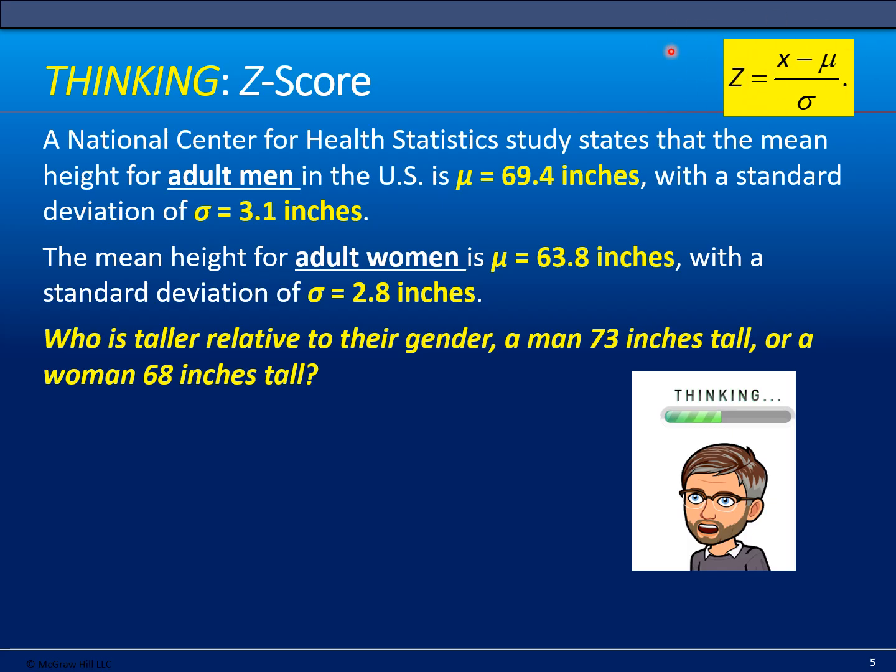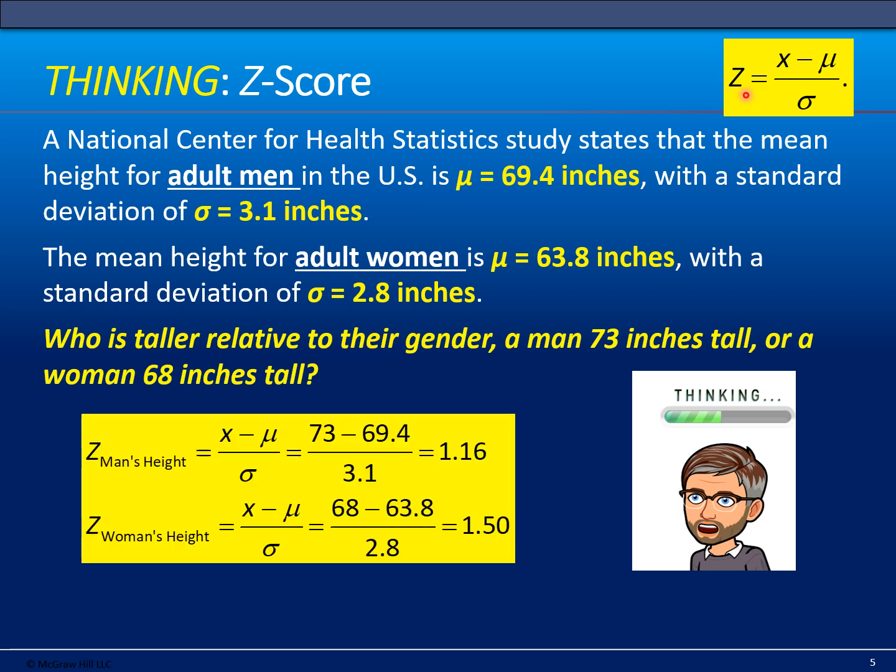Because the further they are away from the average, the greater the difference relative to their gender. So here we're just plugging in the values. The data point 73 minus the mean, divided by the standard deviation, and we see that the man is 1.16 standard deviations away from the mean. So he is a little bit over 1 standard deviation above the average, to the right.